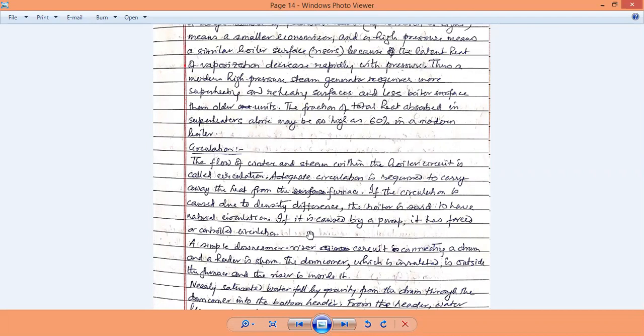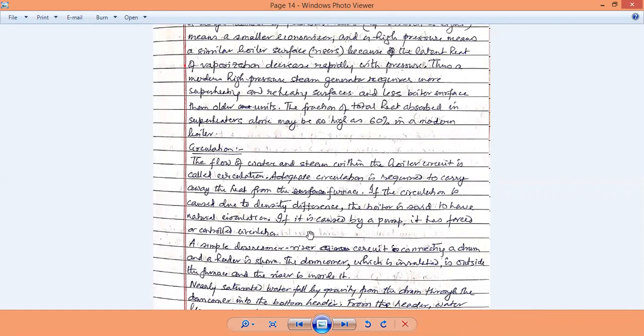If the circulation is caused due to density difference, the boiler is said to have natural circulation. If it is generally caused by a pump, it is called forced or controlled circulation. So we have to use the pump, not only density difference, which we have discussed earlier, but a pump is required to maintain the proper flow all the time.